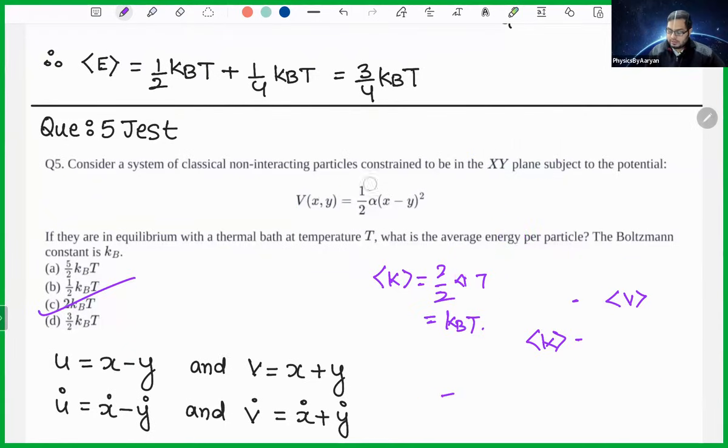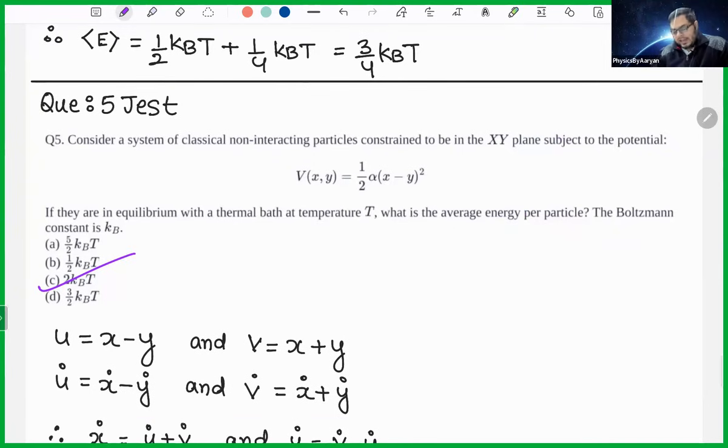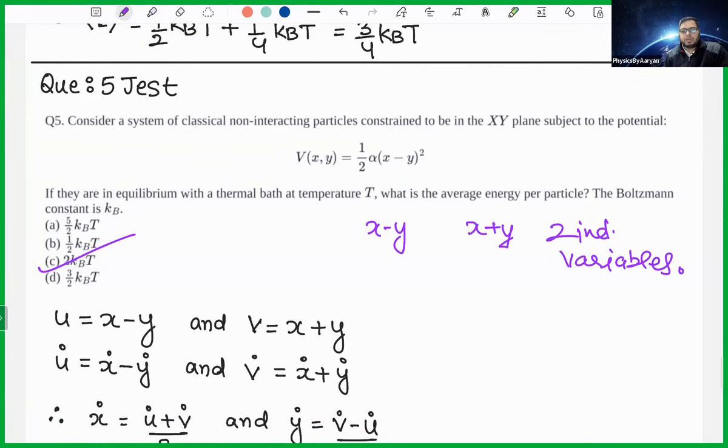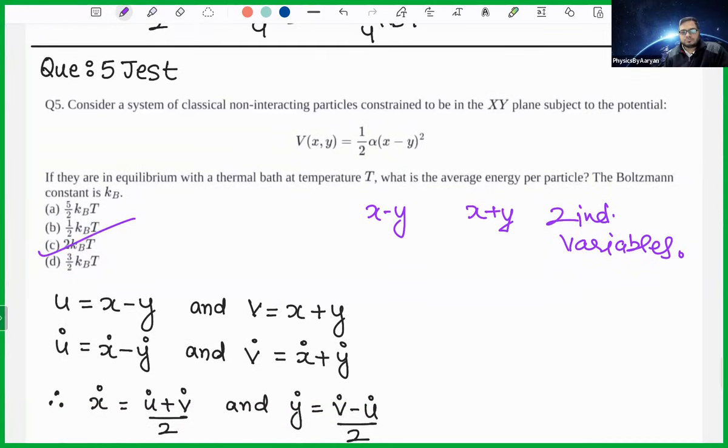Listen to this very nicely. Can I say x minus y and x plus y will be the two independent variables? This is the first idea. How do you decouple the equations? Usually what we do is define new parameters.